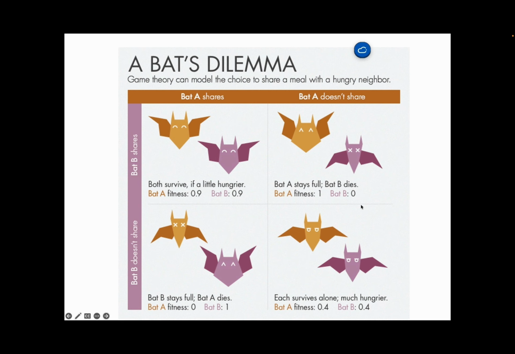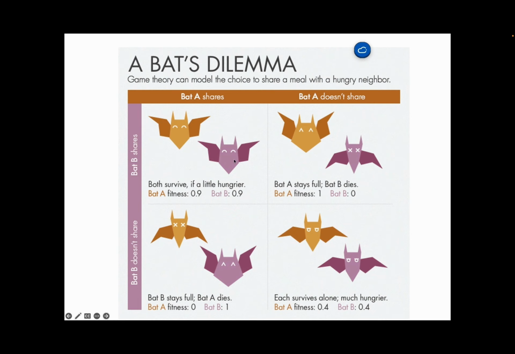Okay, and so the fitness payoff for each individual depends, first of all, on what their partner does. So you're better off if your partner shares with you than if your partner doesn't. But your fitness payoff also depends on what you do. So you are better off not sharing with your partner than sharing with your partner. Okay, so imagine from the point of view of bat A, for example, let's imagine that bat B is nice. Bat B shares with bat A. What should bat A do?